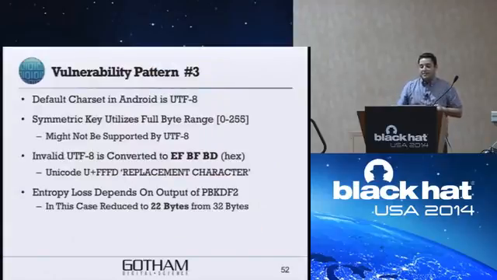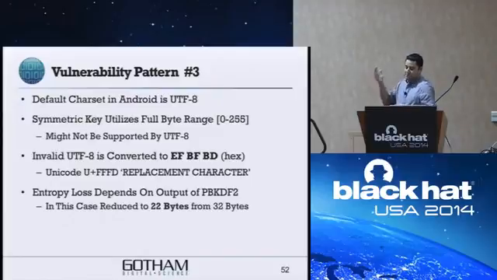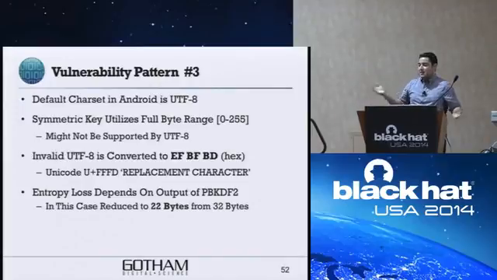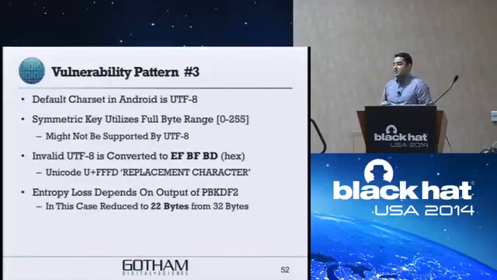The interesting thing is that for Android, and this applies to pretty much anything, the default charset is UTF-8. So a lot of the byte values coming out are not going to be supported by UTF-8. It says, oh, I don't support this character, I'm just going to assign the replacement character, and that's EFBFBD. So essentially you're killing the entropy of that master key. In this case, it went from 32 bytes to 22 bytes.